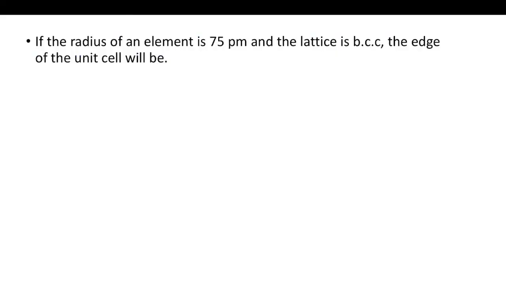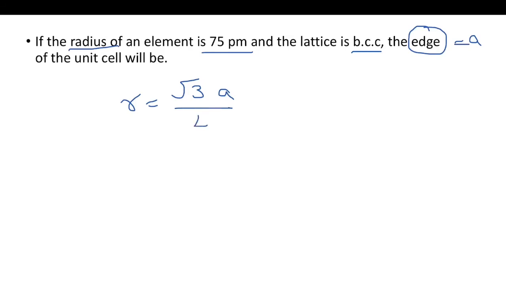In this question we have the radius given, that is 75 picometers, and the lattice is given, that is body centered cubic. He is asking to find the edge, that is a. We have the formula r is equal to root 3 a by 4. So substituting it, 75 into 4 by 1.732. Calculate it and you'll get the answer.